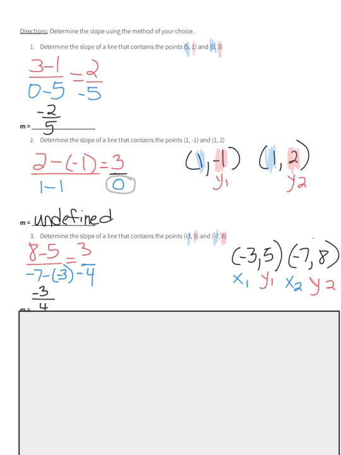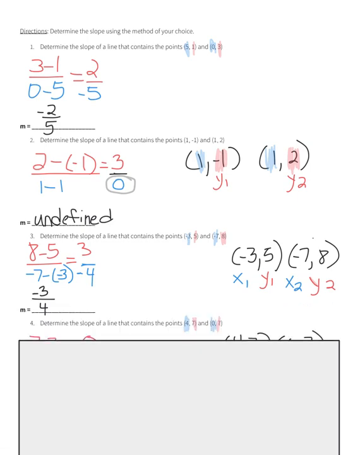Going to the next one, we have our change in y, 8 minus 5, y sub 2 minus y sub 1, over our change in x, x sub 2 minus x sub 1, negative 7 minus negative 3. Remember, when you are subtracting a negative, you're actually adding, so we get an answer of negative 4. So our slope is 3 over negative 4, which ends up being negative 3/4.